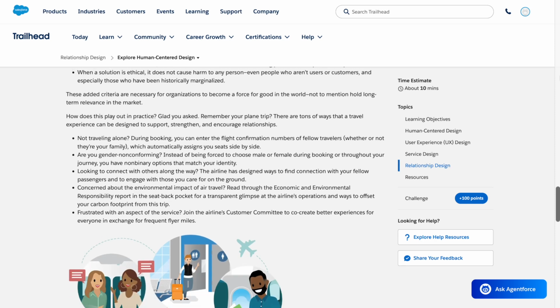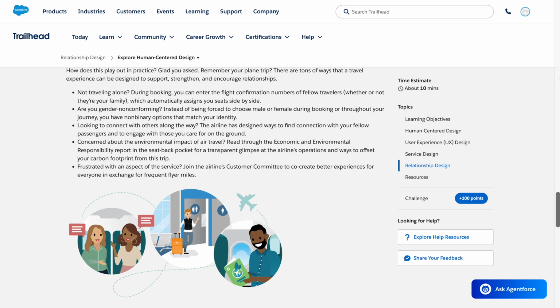How does this play out in practice? Glad you asked. Remember your plane trip? There are tons of ways that a travel experience can be designed to support, strengthen, and encourage relationships. Not traveling alone? During booking, you can enter the flight confirmation numbers of fellow travelers, whether or not they're your family, which automatically assigns you seats side by side.